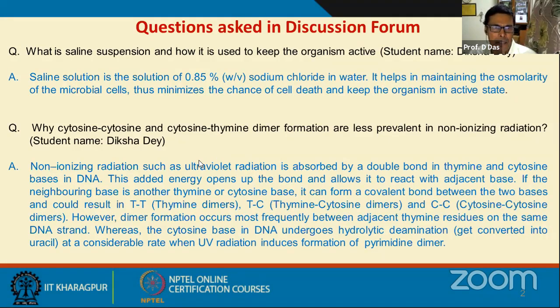The next question, which might be from the same student, asks why cytosine and cytosine-thymine dimer formation are less prevalent in non-ionizing radiation. Mutation is a very important aspect of strain development, and this is done with the help of certain treatments. One of the important treatments is radiation. We have two types of radiation: one is ionizing radiation, and another is non-ionizing radiation. An example of non-ionizing radiation is ultraviolet radiation, what we call UV radiation.